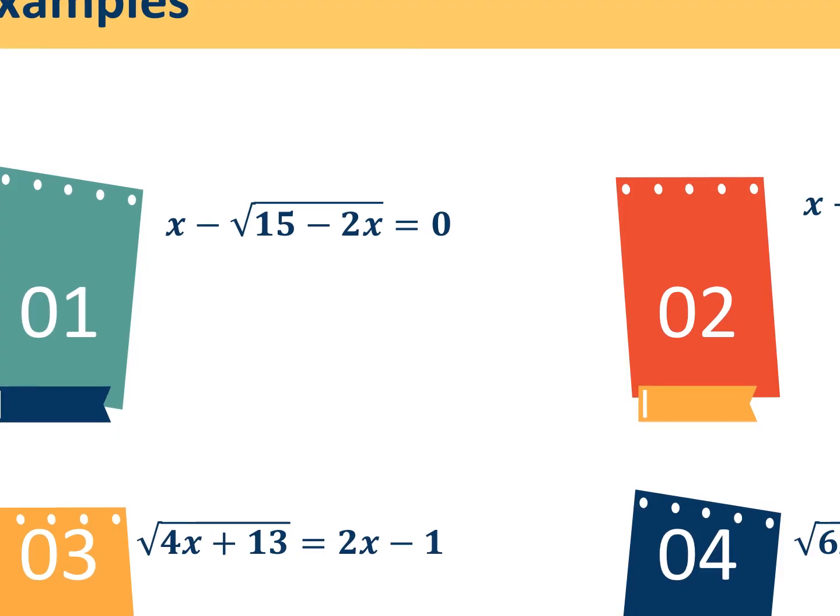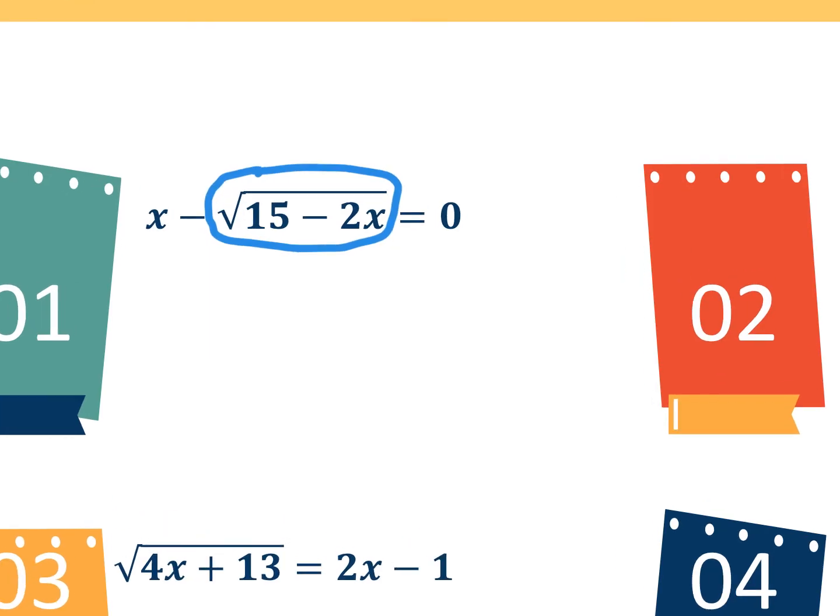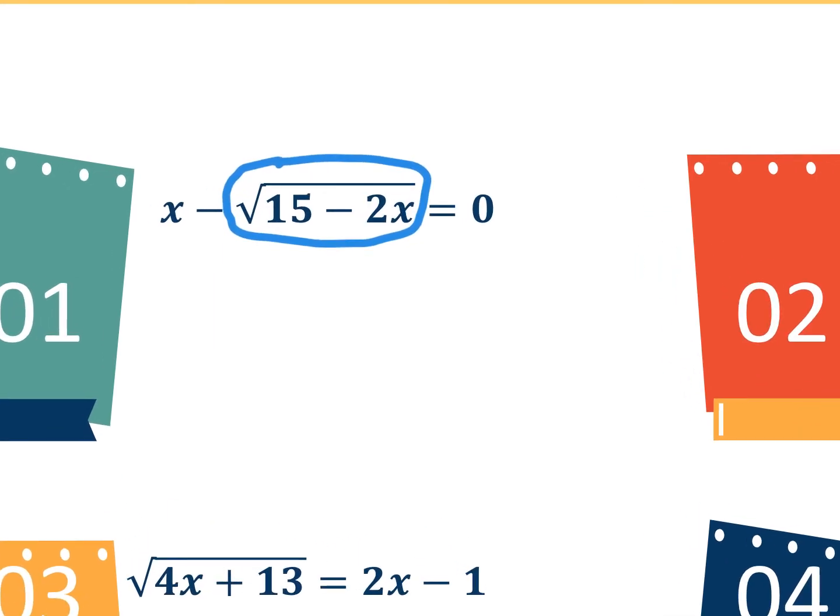The first thing I'm going to tell you guys to do is, how many square roots do you see? In number 1, how many radicals do you see? There's just 1 square root. We want to get it by itself. That is our goal. You can either move the x over or you can move the radical over. It doesn't matter. I'm going to take this radical and just move it over here.